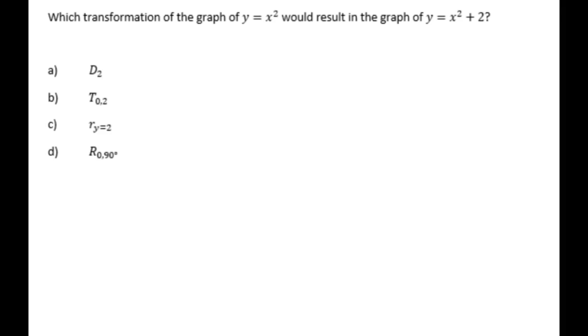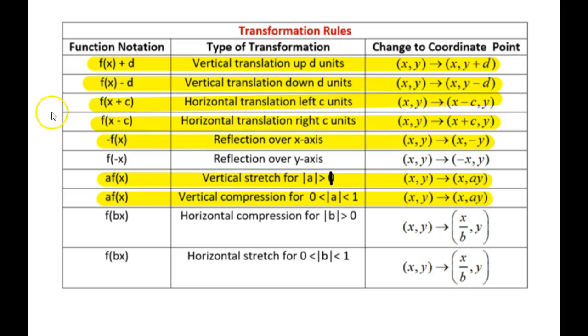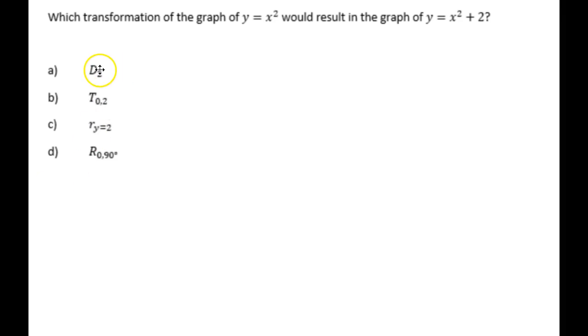Now to the next example, which transformation of the graph of y equals x squared would result in the graph of y equals x squared plus 2? So we're adding a value of 2 at the end of our function. If we look at our notation from before, if we have the original function, we're just adding some value at the end. That represents a vertical translation. So looking at our options, we have a dilation, a translation, a reflection, and a rotation. So we know this is just a translation, so it must be option B.